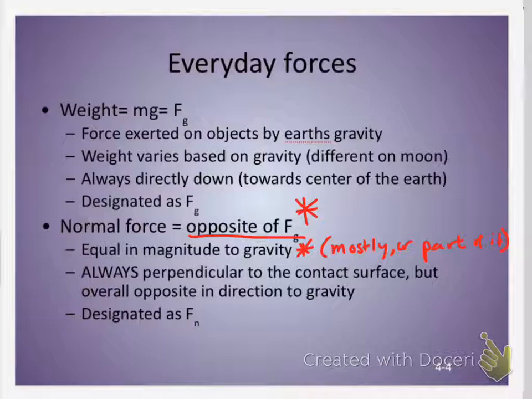So it's always directly perpendicular to the contact surface. And we've started to see that on slopes. We're going to deal with a lot more slopes in this chapter. The overall opposition is to gravity because it's the reaction force to gravity. And this we designate as F sub n. I've been sloppy and I've been probably changing out lower and uppercase n's, but we should make it lowercase n and reserve uppercase n for F net.